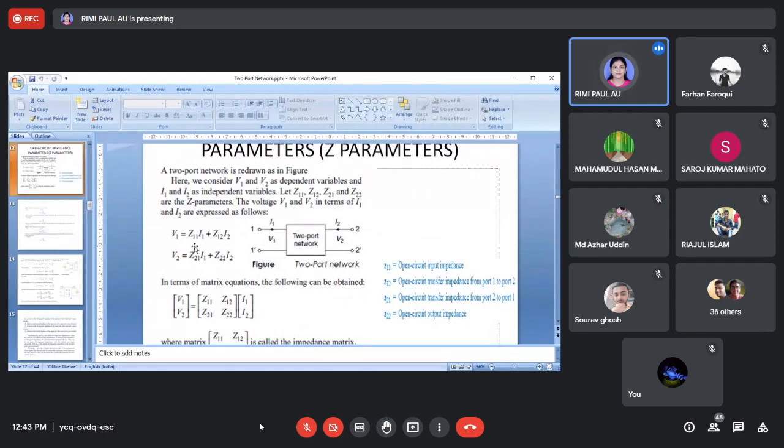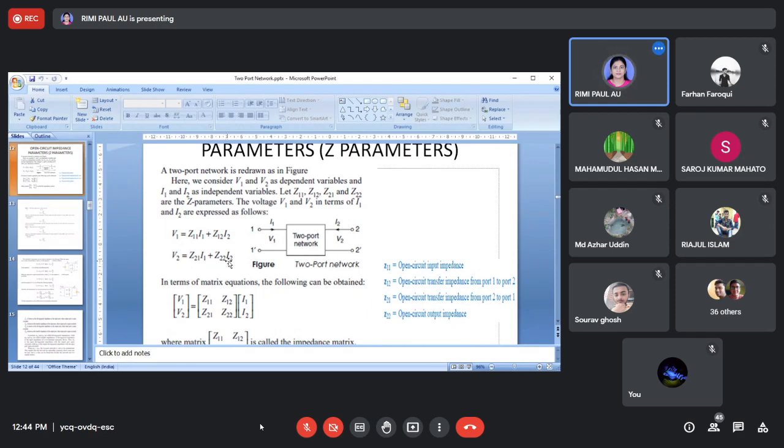V1 is equal to Z11 I1 plus Z12 I2. V2 is equal to Z21 I1 plus Z22 I2. Now what will we get? V1 is now Vs. I2 is now minus I2 prime, so here you will replace minus I2 prime. V2 is equal to 0. So what would be the I2 prime? You can find it out: minus Z21 by Z22.